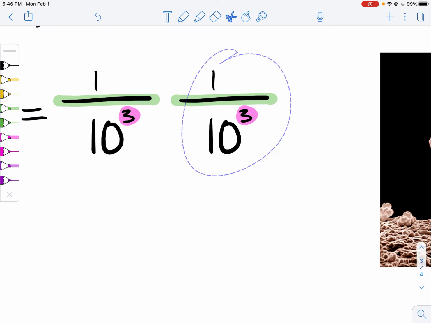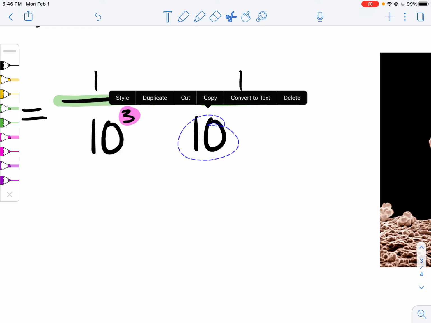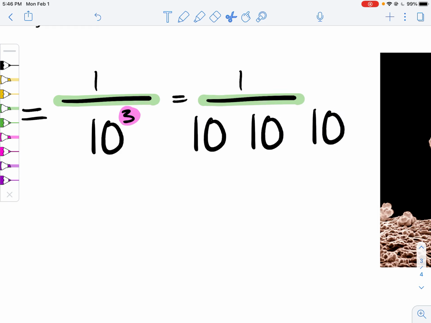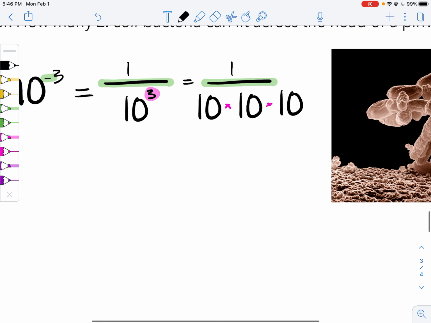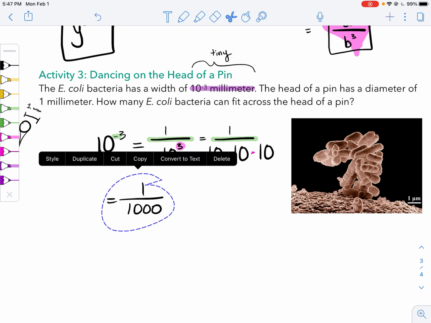That's the same thing as 10 to the third power, which is just 10 times itself 3 times. 1, 2, 3. Awesome. And 10 times 10 times 10, I know that is 1,000. Boom. So that right there is 1/1000th of a millimeter.